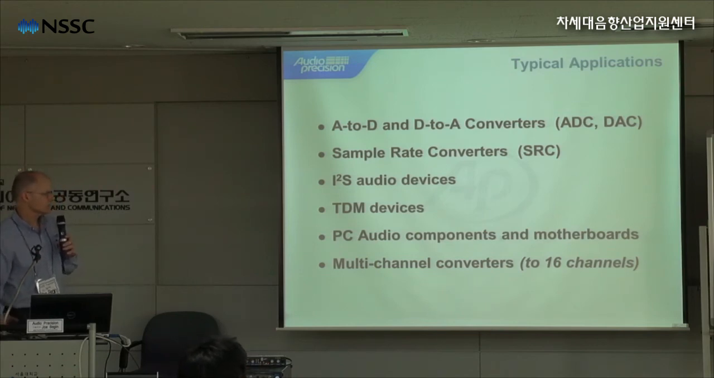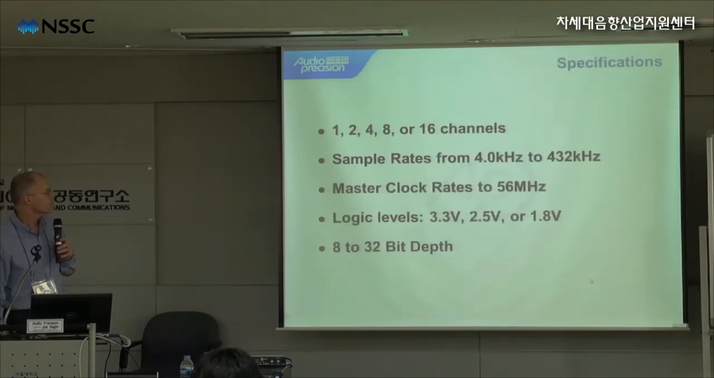I2S and TDM are two different formats. In APX we have 4 data lines over which we can send I2S, 2 channels each, or we can send TDM, where all of the channels are sent on one data line. It's used for printed circuit audio components and motherboards, and for multi-channel converters, up to 16 channels. Currently we handle 1, 2, 4, 8, or 16 channels.